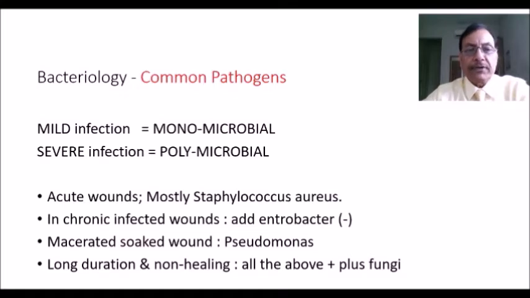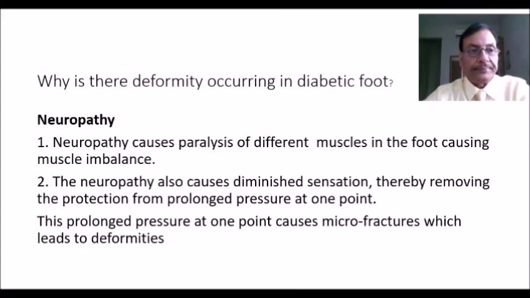If there is a mild infection, usually it is monomicrobial. In case of severe infection, usually it is polymicrobial. Also in acute wounds, it is mostly the staphylococcus which is present there. But in chronic infected wounds, you can add enterobacter as well. Macerated soaked wounds, usually pseudomonas are present there. And the long duration and non-healing ulcers, all of them may be present or part of them along with the fungi.